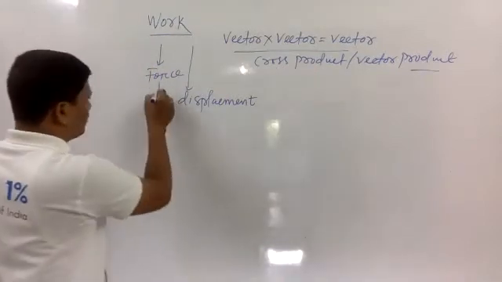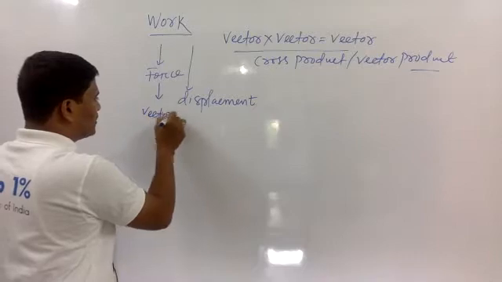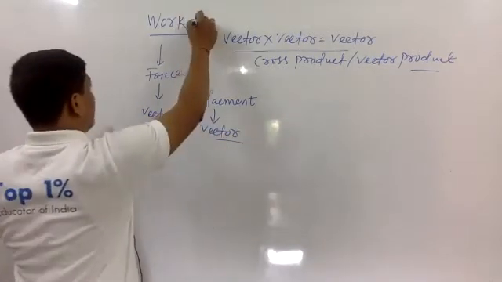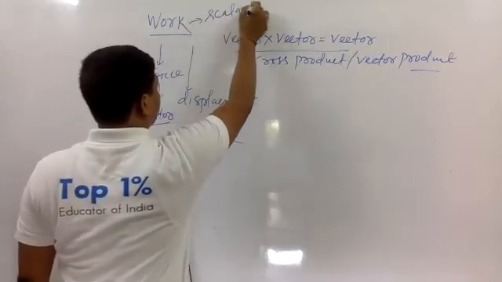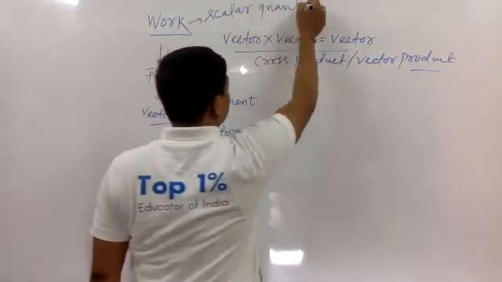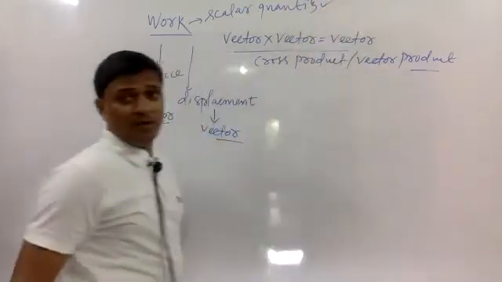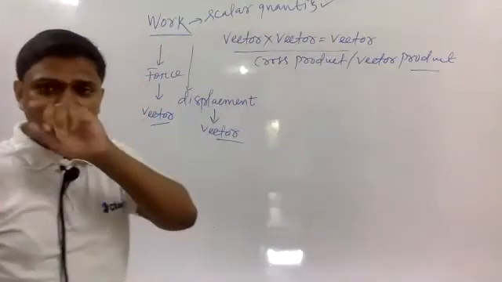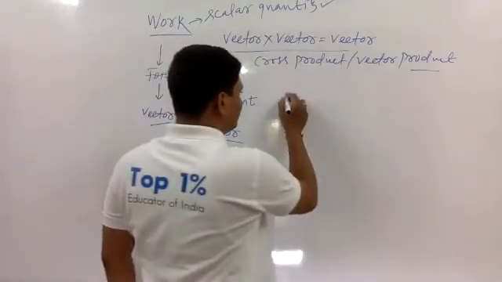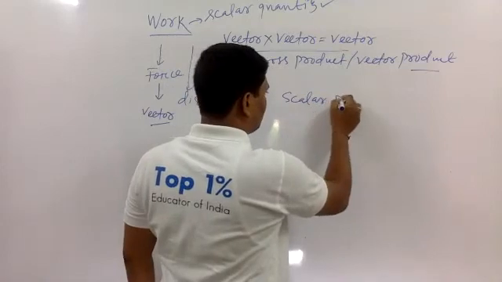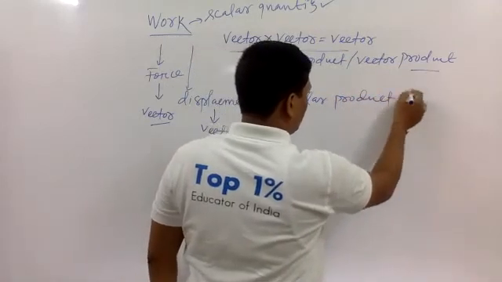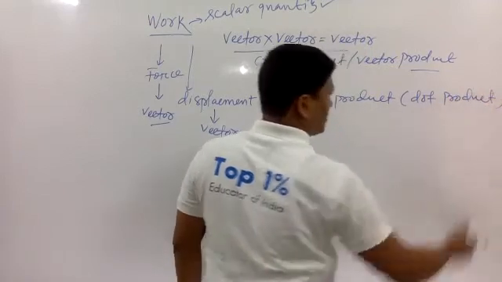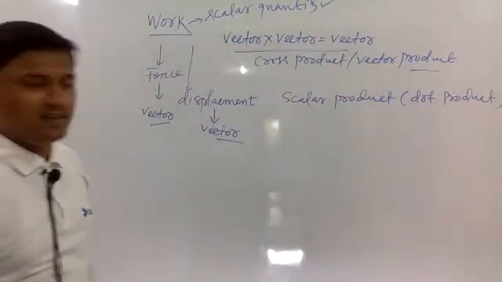So force is a vector quantity, correct? Force is a vector quantity, displacement is a vector quantity, but work is not a vector quantity, it is a scalar quantity. Work is a scalar quantity, right? And one vector multiplied with a vector giving a scalar, which product is applied in physics? Scalar product, also known as the dot product.